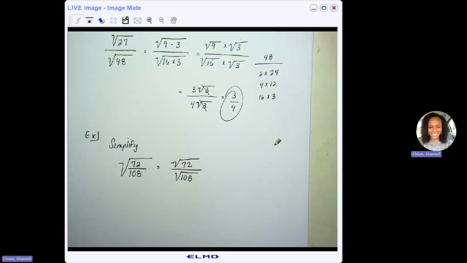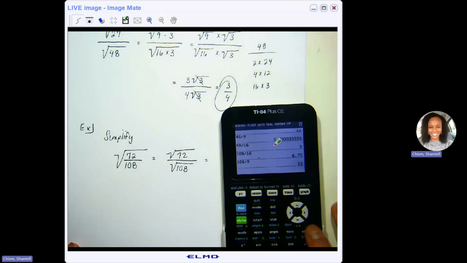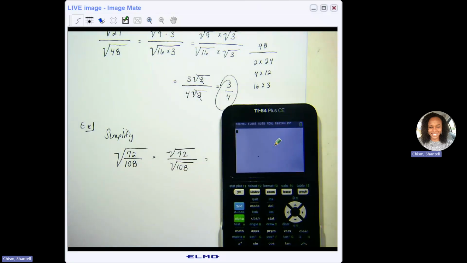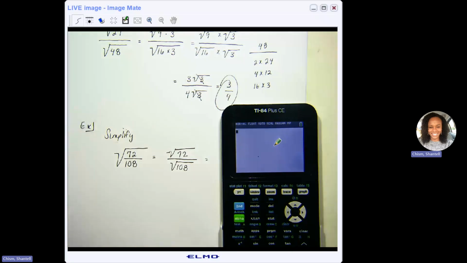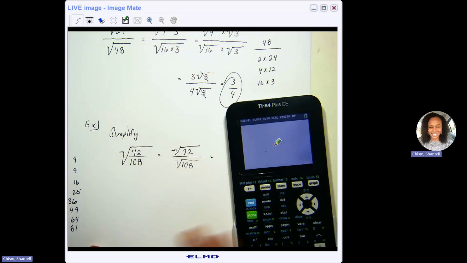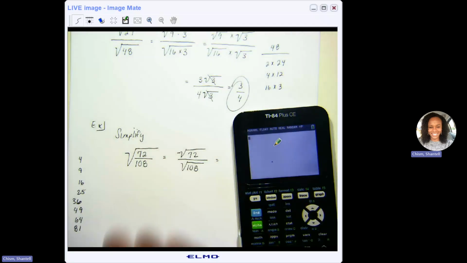Okay. So we've got the square root of 72. 72 is not a perfect square, but it does contain a perfect square factor. So how do I find that? What I tend to do is, if it's an even number, I start with 2, but otherwise I just start with the perfect squares. I'll divide it by 4, 9, 16, 25, 36, 49, 64, 81. I'll just start dividing by the perfect squares and see which one is a factor.